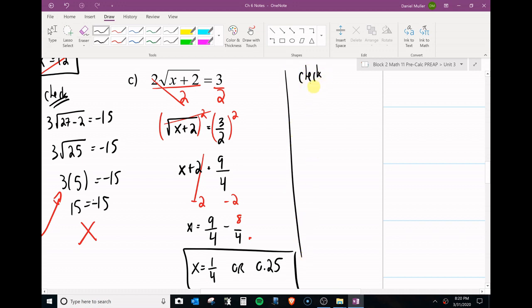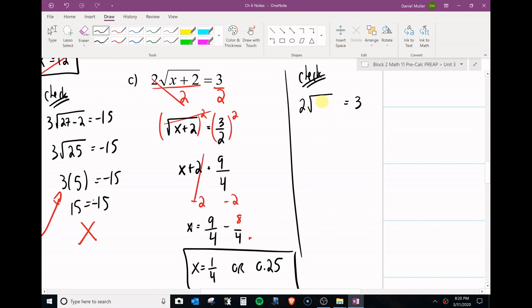And yes, I do realize this is tedious. We will learn about domain and range and stuff in grade 12, which will help us do this a little bit faster. But for now, we're just checking. So the square root of x plus 2 is equal to 3. That is what I have.